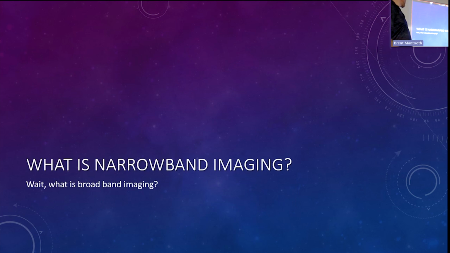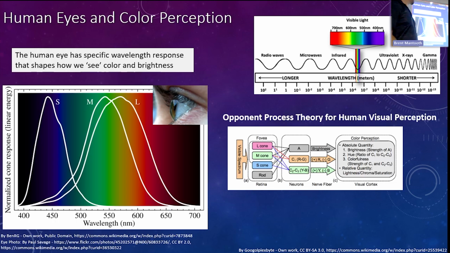So what is narrowband imaging? Well, that implies that there's broadband imaging. That's what everybody else is used to. So what is that? It's really based on human vision. Human eyes allow us to see light in the electromagnetic spectrum, which spans all the way from radio waves to gamma waves. We can actually only see a really narrow band, but within that narrow band, there's a lot to see.